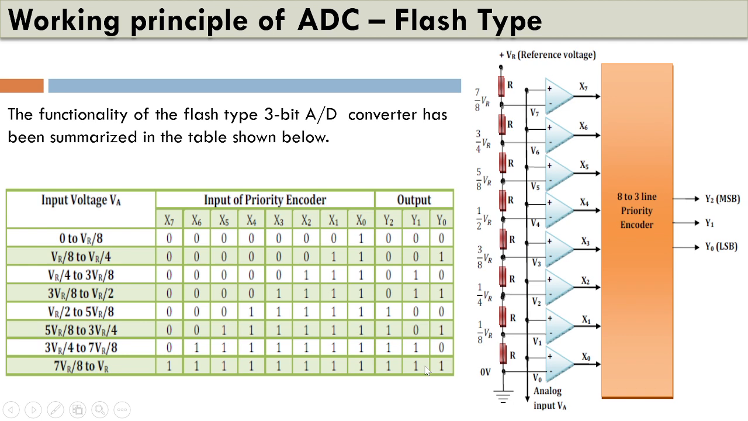So this is how an unknown input voltage is compared inside the analog to digital converter, and the corresponding digital output is available at the output of the analog to digital converter. So this is how a flash type AD converter functions.